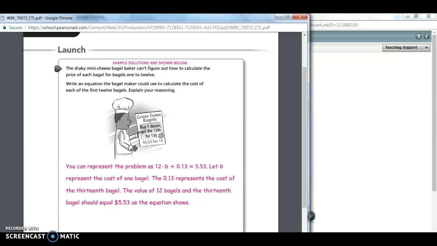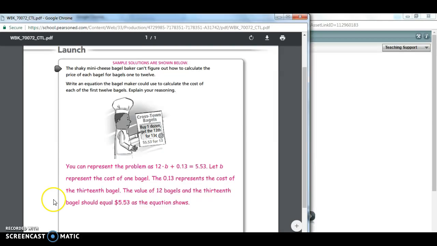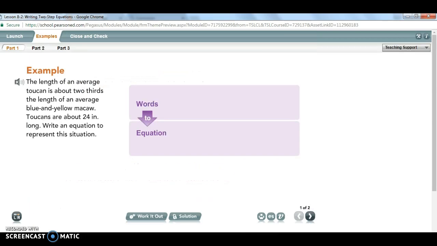In order to solve this problem, what you could do is write an equation that would represent the situation. So they did 12 times B plus 13 cents equals $5.53. They then went about solving that equation, and you can pause the video and read the rest of the solution before moving on. Okay, here's the example problem for part 1.